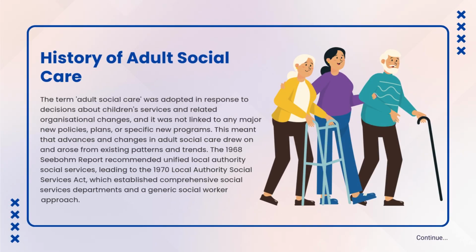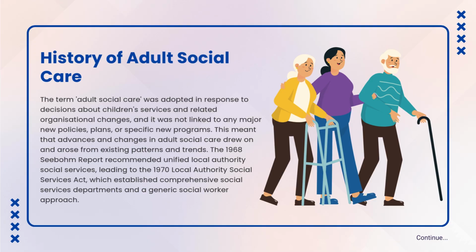History of adult social care. The term adult social care was adopted in response to decisions about children's services and related organisational changes, and it was not linked to any major new policies, plans, or specific new programmes. This meant that advances and changes in adult social care drew on and arose from existing patterns and trends.